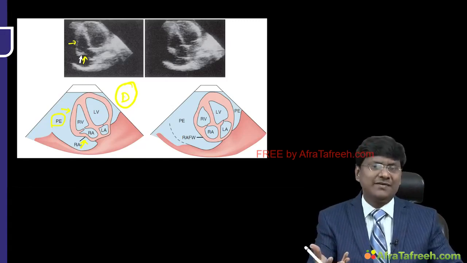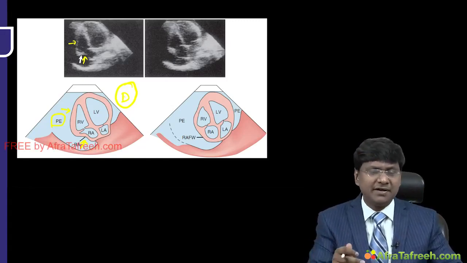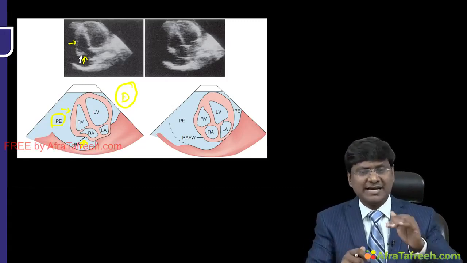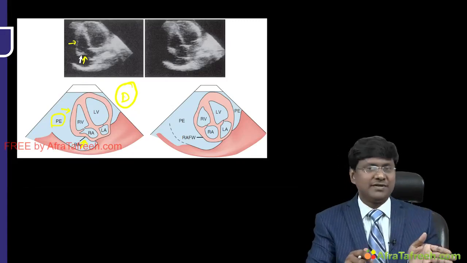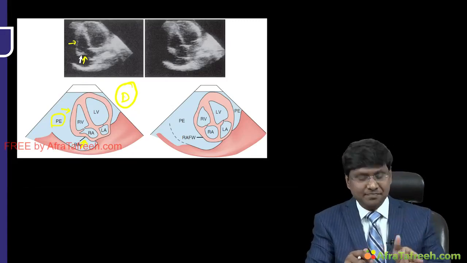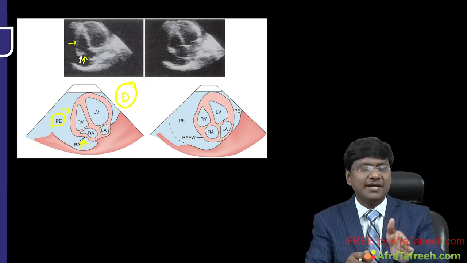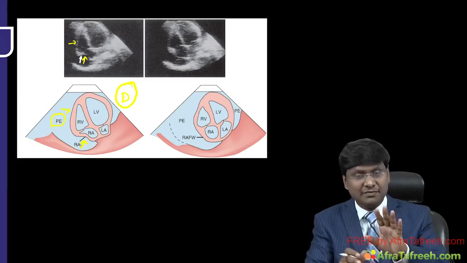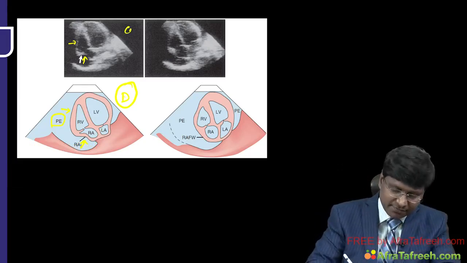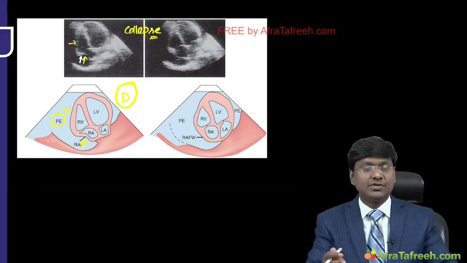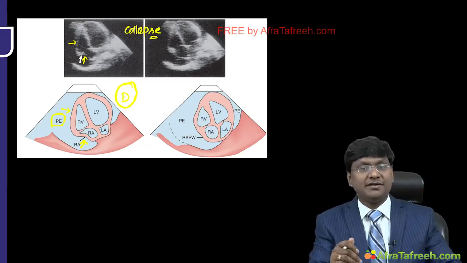Now, why not the left atrium and left ventricle? Because left atrium and left ventricular pressures are slightly higher compared to that of the right side. So, that is the reason why your right atrium and right ventricular inward movement will be there, that we literally call it as collapse, right? This literally we call it as collapse. So, there is inward movement of the right atrium and right ventricle during the late diastole.